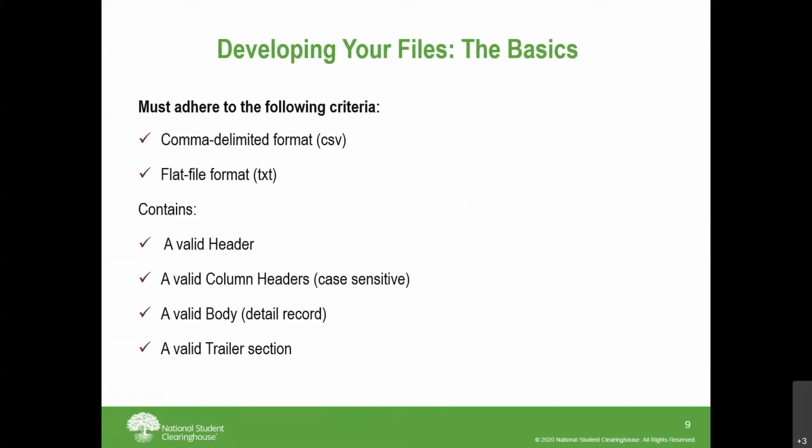Each file contains the following sections. The header record identifies the sending organization and the file type. The column header row is the second row of the data file, and the labels are case sensitive. Please make sure that you follow these guidelines carefully and check for spelling. The detail record is where all the student records are stored. And finally, the trailer record, which identifies where data ends in your file.